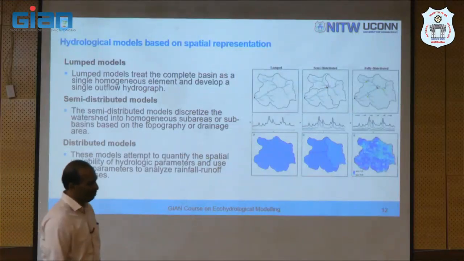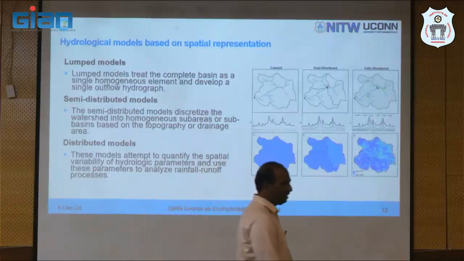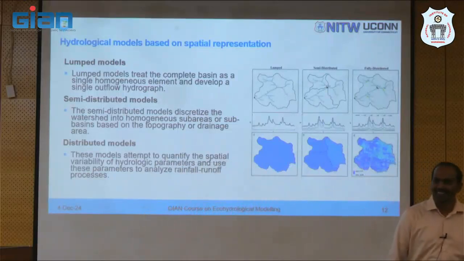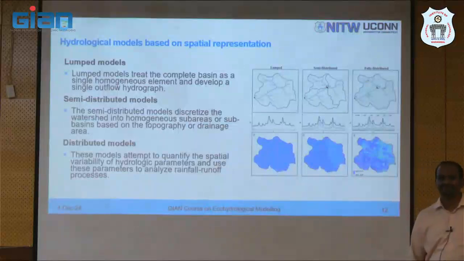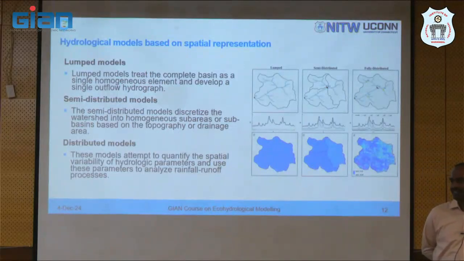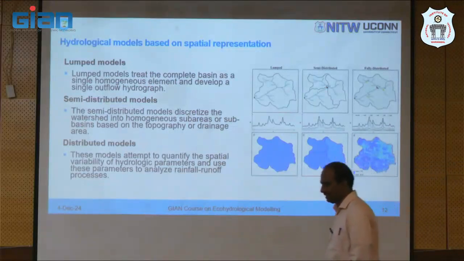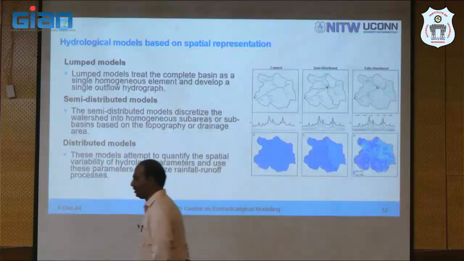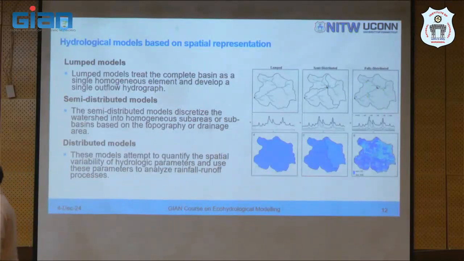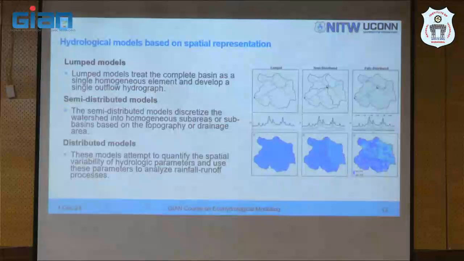It is between 50 to 80 hectares. I'm pretty much sure it's not going to be square kilometers. 5,000 square kilometers is a huge area, right? What about the SCS curve number method? It's also more or less similar, right?